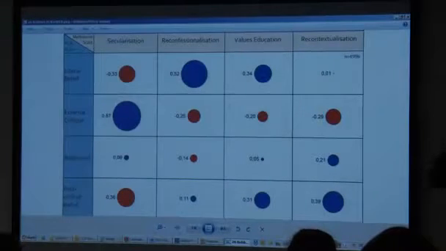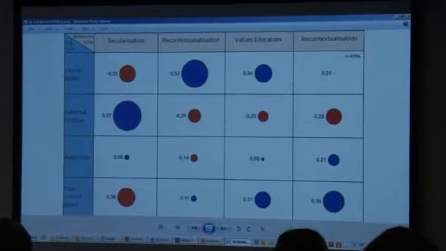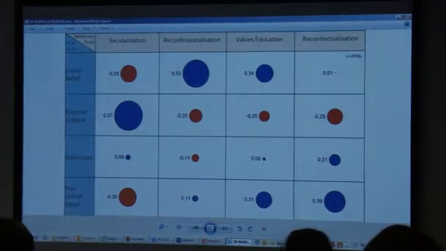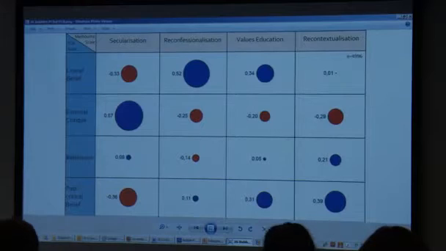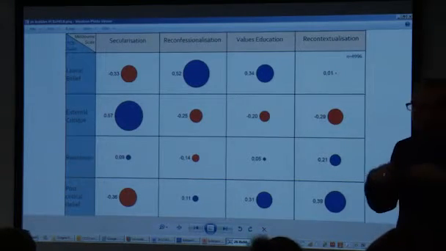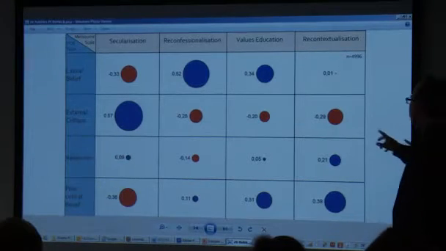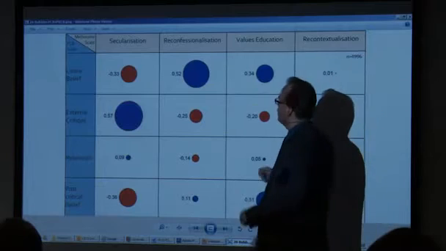So, sometimes you can find this also in the report. That's the interrelation between the Melbourne scale and the PCB scale. So it's quite simple. The bigger the bubble, the bigger the correlation. The red is a negative correlation. The blue is a positive correlation.